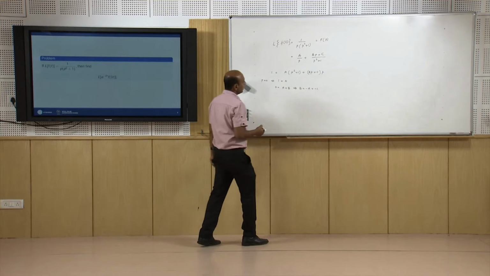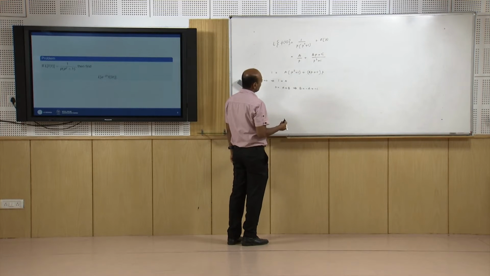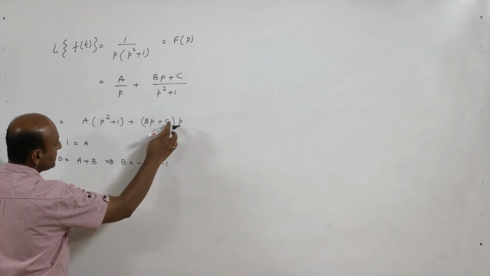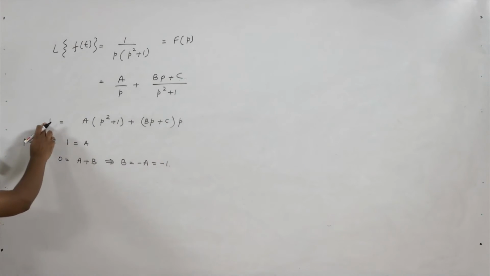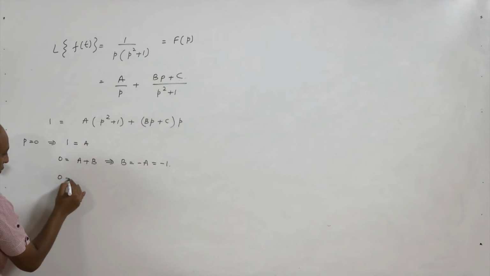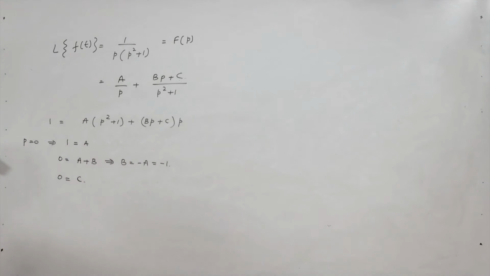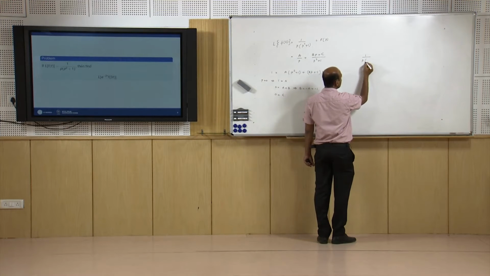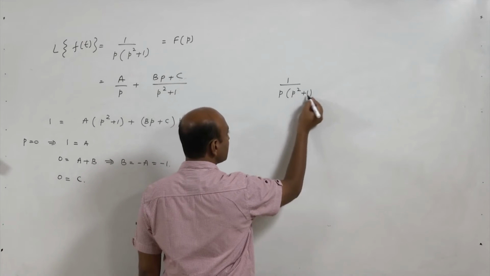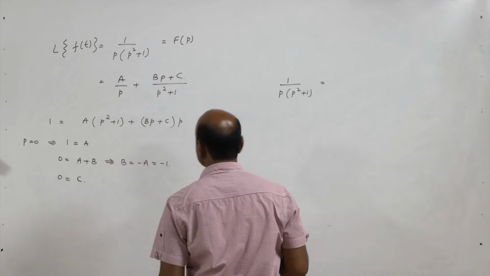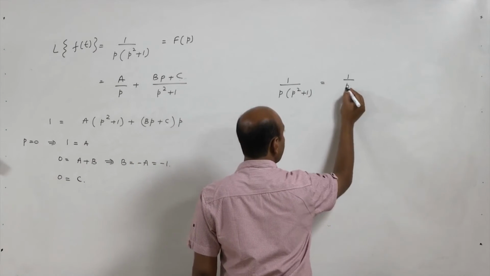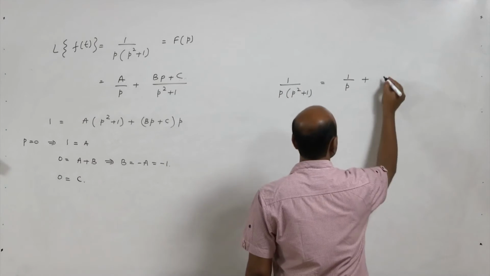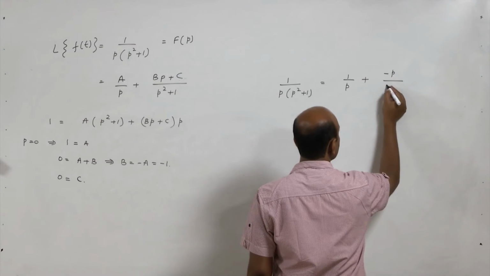Now, for C you can compare the coefficient of p. Here the p coefficient is only this, which is C, and here there is no coefficient involving p. So, 0 = C, so C must be 0. So, what is the partial fraction of this expression, 1/(p(p^2+1))? The partial fraction will be nothing but, A is 1, so it is 1/p, plus B is -1 and C is 0, so it is -p/(p^2+1).